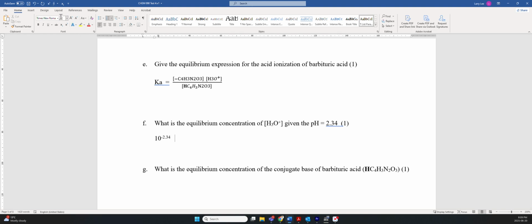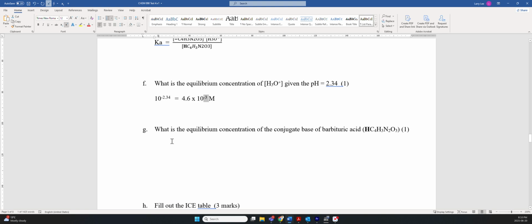I believe this is 4.6 times, let's do it. Second function log negative 2.34. This will give you 4.57, but of course there's only 2 sig figs. Remember the 2 in the front does not count. It's 2 sig figs. This is 4.6 times 10 to the minus 3 molar. That's all you have to do.